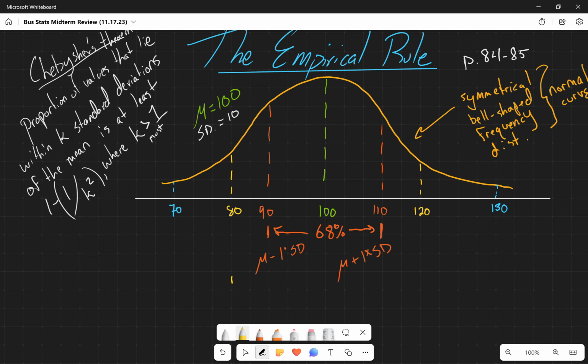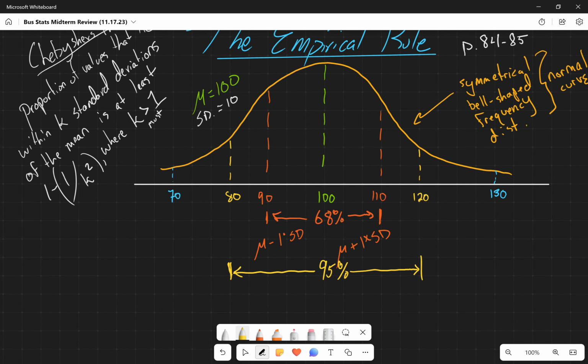Okay. The next part of this is this range here. This range is going to tell me 95% of all of the data. The way that we find these values of 80 and 120 is my average minus 2 times my standard deviation, and then my average plus 2 times my standard deviation.